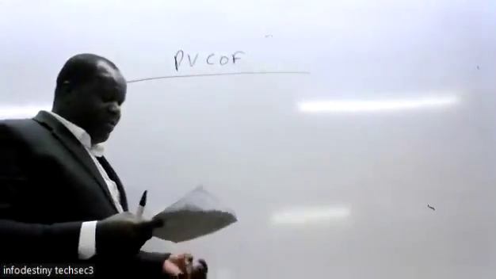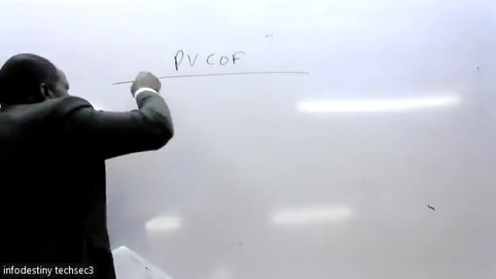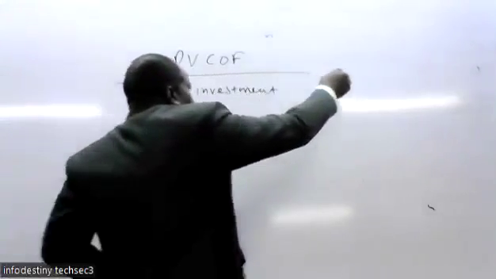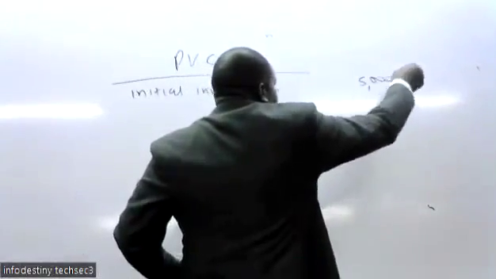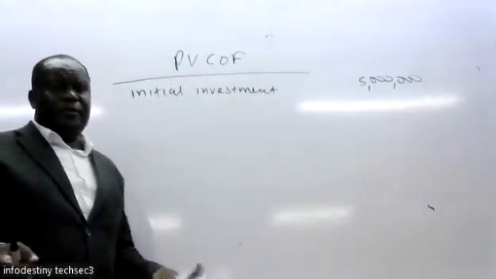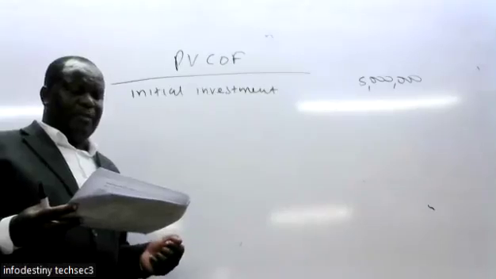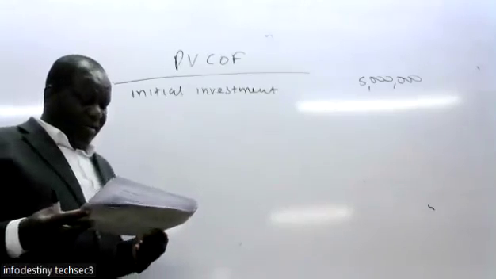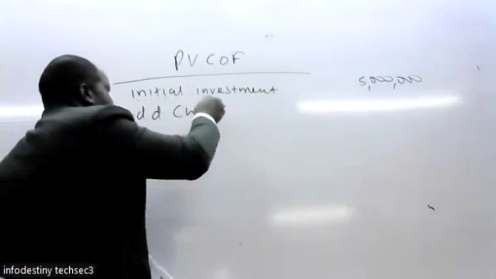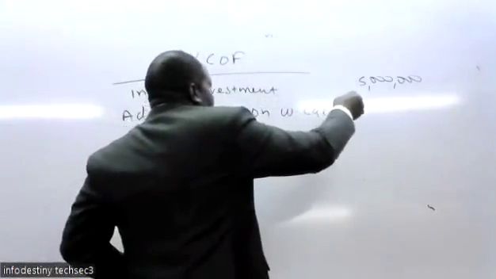We had already computed the initial investment. We got 5 million. Remember 4.8 plus 0.2? Yes. But now we also add the changes in the working capital to that figure.